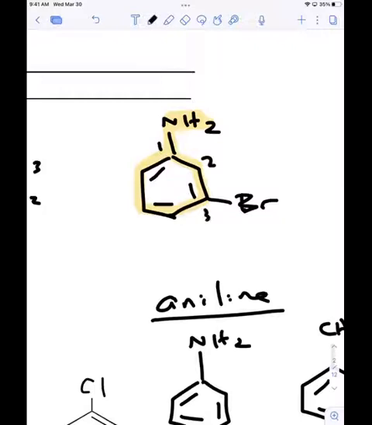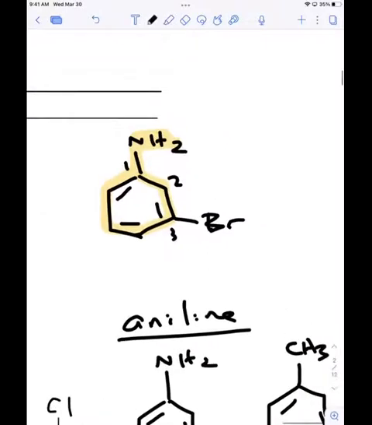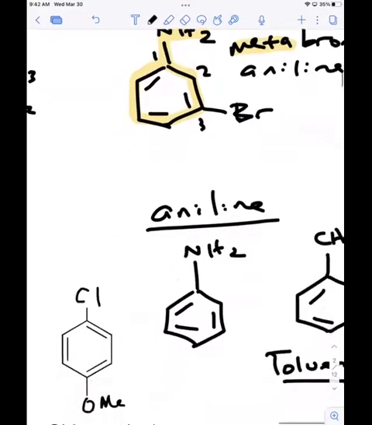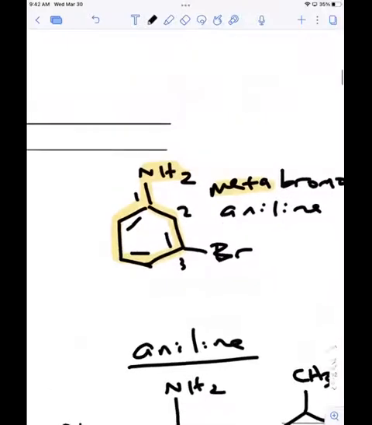Oh, third. So what's the term we use for that 1-3 arrangement? Meta. Good. So this would be meta-bromoaniline. That's because, again, aniline is a common name, and when we have a common name, we use that.